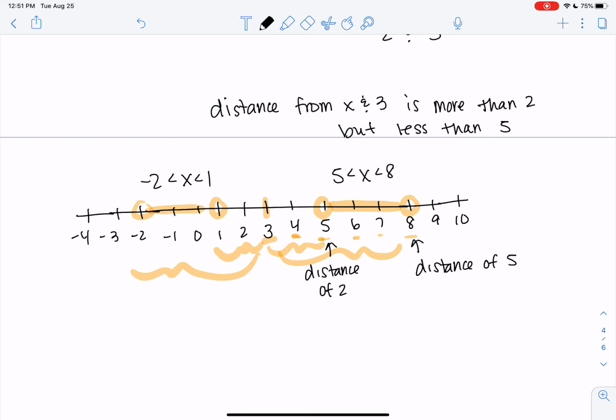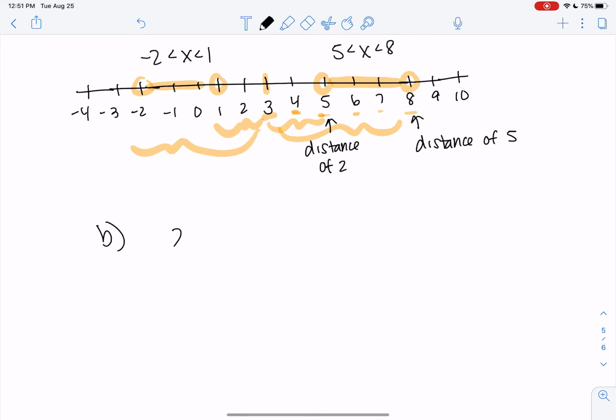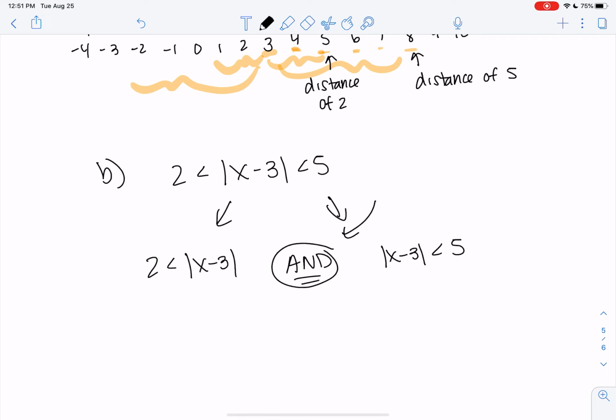Another option is to solve it algebraically. The absolute value doesn't quite work for the in-between because we have to make all these different cases. So we're going to solve them separately. We can say 2 is less than the absolute value of x minus 3, and when it's in between, that's an and, not an or, and the absolute value of x minus 3 is less than 5. So and means we're going to find the intersection or the overlap of the solutions.